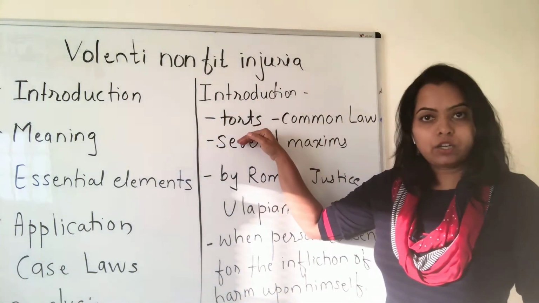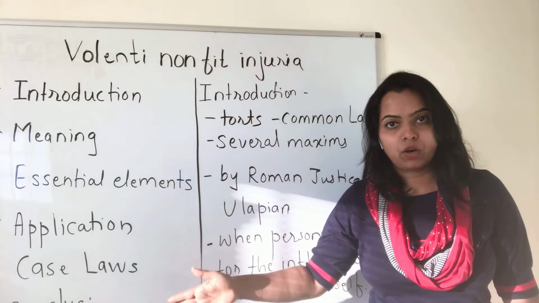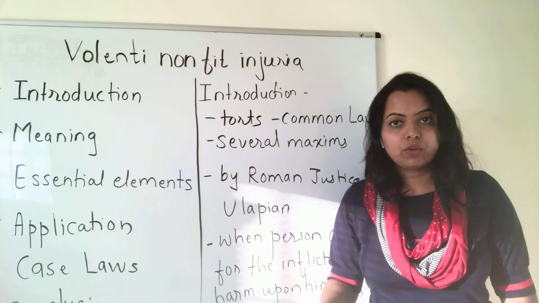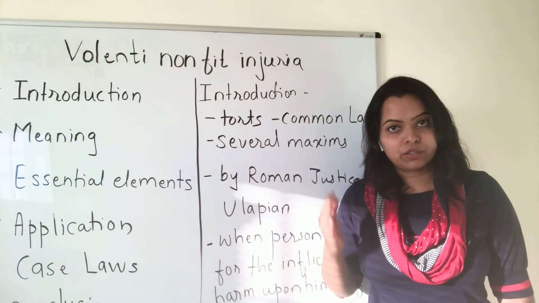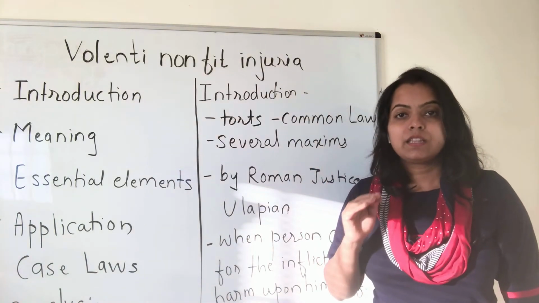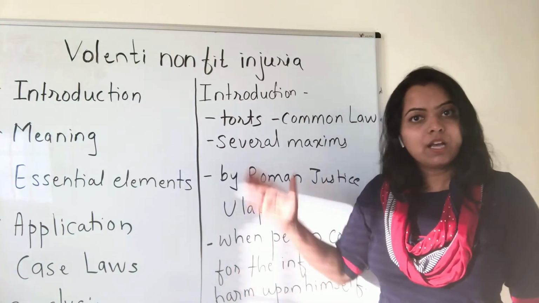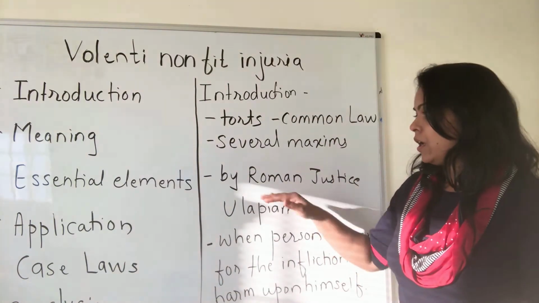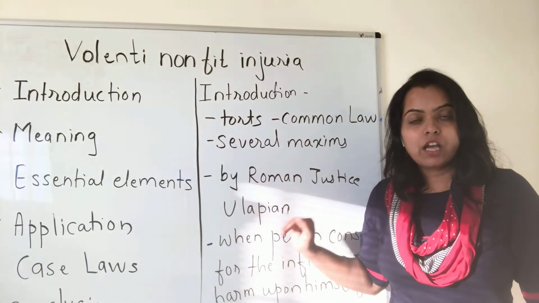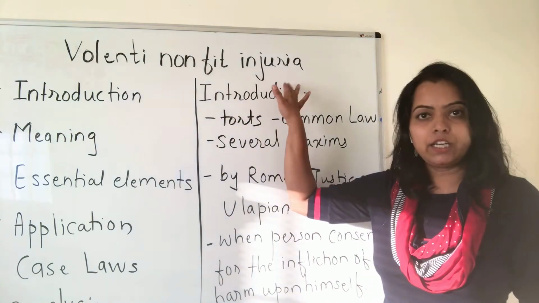So in torts, there are various maxims. These maxims have their origin in common law, okay? Common law is nothing but British law which is followed in the US, UK, Canada and some other countries. Now, there are several maxims. These maxims have Roman origin and they are expressed in the Latin language, okay? So write everything about this in the introduction. Then, this maxim was invented by the Roman jurist Ulpian. So Roman jurist Ulpian coined the maxim volenti non fit injuria for the first time.